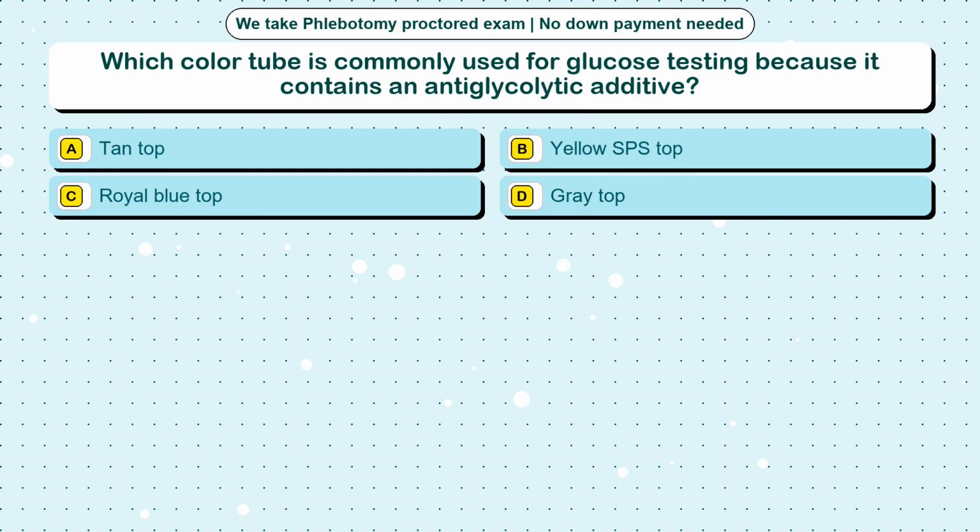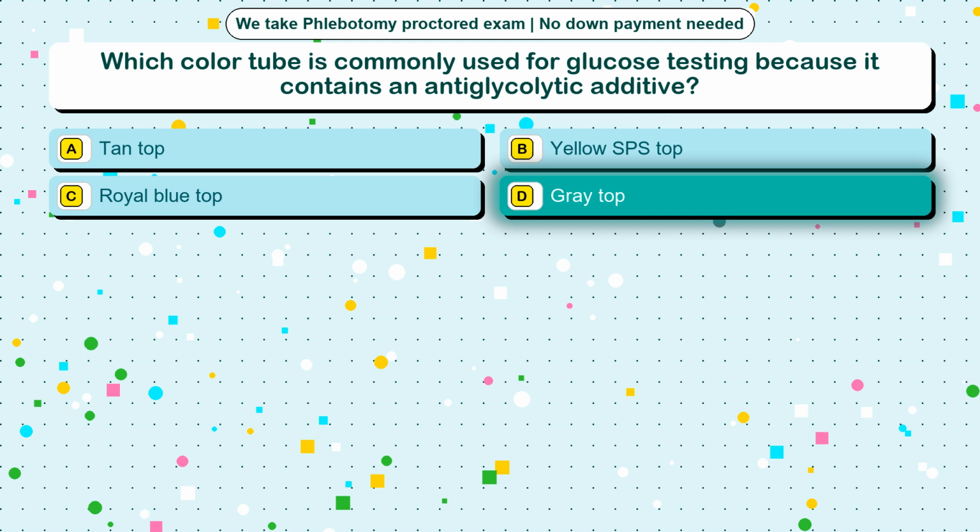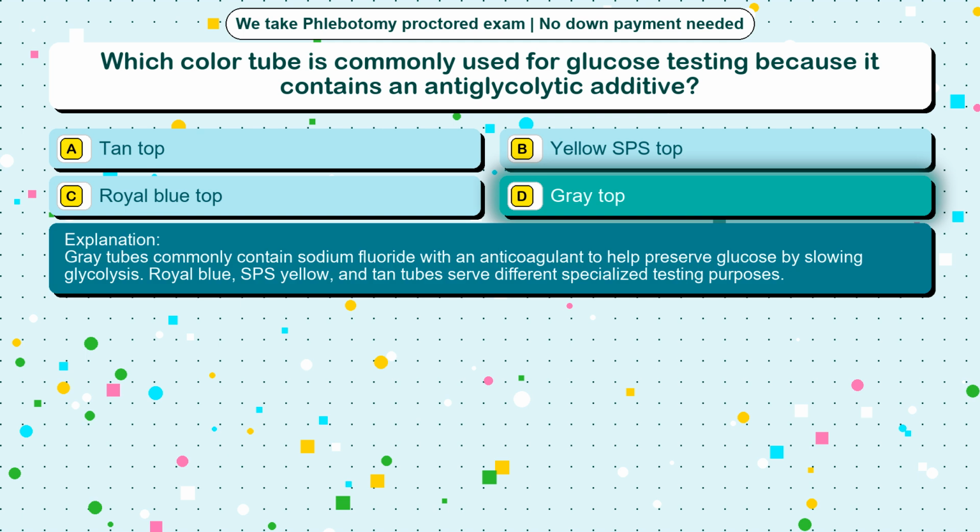Question 10. Which color tube is commonly used for glucose testing because it contains an antiglycolytic additive? Option A, tan top. Option B, yellow SBS top. Option C, royal blue top. Option D, gray top. The correct answer is option D, gray top. Gray tubes commonly contain sodium fluoride with an anticoagulant to help preserve glucose by slowing glycolysis. Royal blue, SBS yellow, and tan tubes serve different specialized testing purposes.